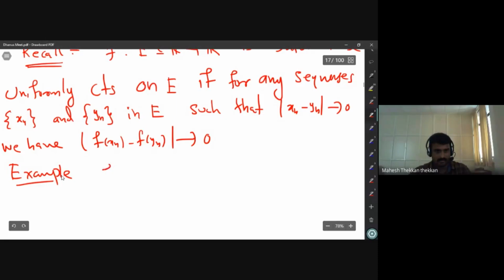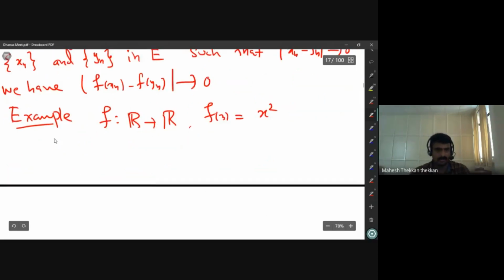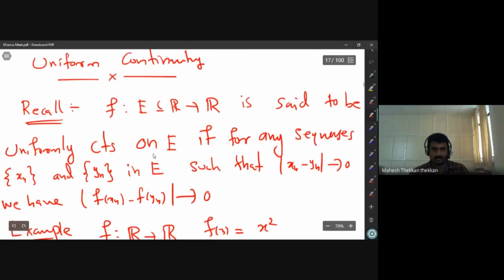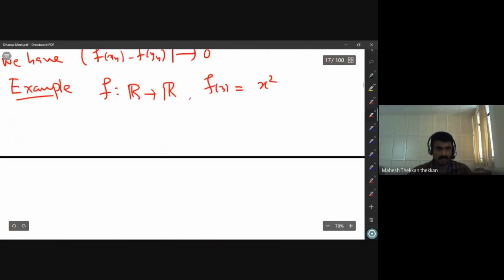Example: consider f from R to R defined by f of x is equal to x squared. You might have seen this example previously. This function is not uniformly continuous. I just look at this using the definition. So I consider two sequences: xn I take as root n, and yn I take as root n plus 1.